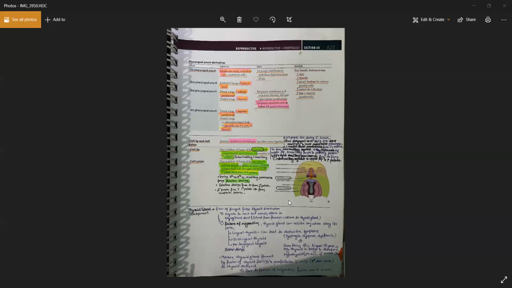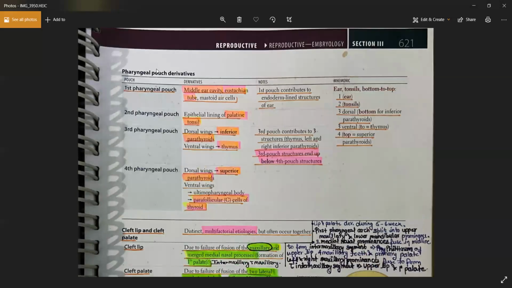Okay, so we have discussed the clefts or the sinuses. We have discussed the arches, and now the turn for your pouches. The pouches will be supplied by your endoderm, right? The first pouch, just like the cleft and just like the arch, will be taking part in the formation of the ear. The cleft will be forming the outer part. The middle ear cavity will be formed by this first pouch. The eustachian tube will be formed by the first pouch again. Mastoid air cells will also be formed by the first pouch. So for every first pouch, you will always think about the ear.